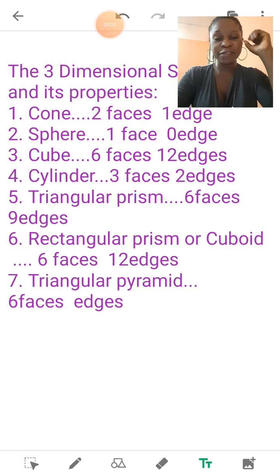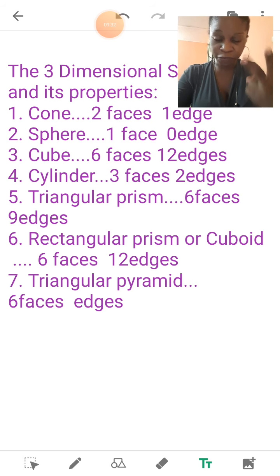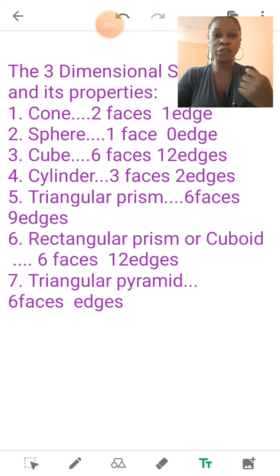Okay, so we have a cylinder. The cylinder has 3 faces and 2 edges. We have the triangular prism. The triangular prism has 6 faces and 9 edges. We also have the rectangular prism. The rectangular prism is known as a cuboid. The cuboid is popularly known, but you can call it a cuboid or a rectangular prism. They are the same thing.